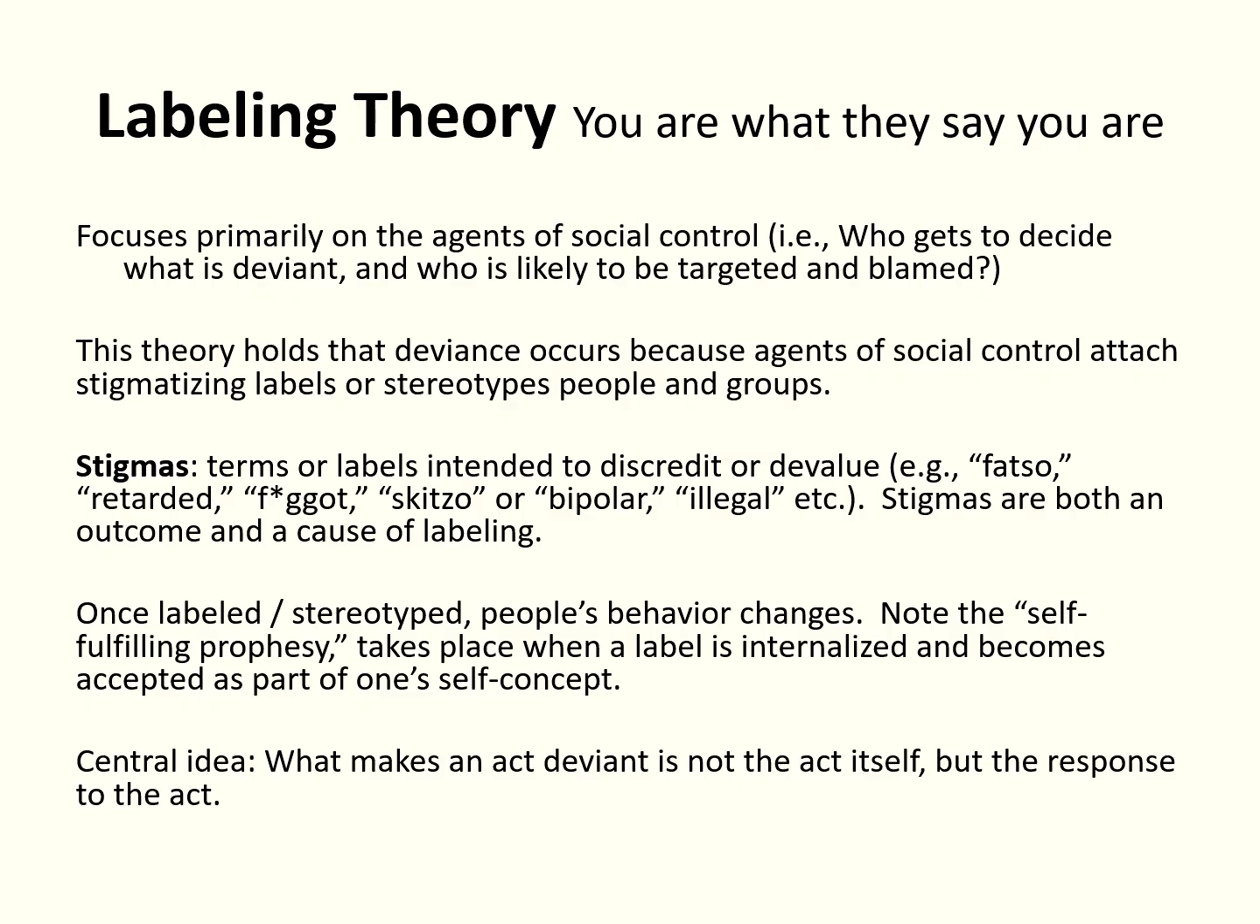Maybe they live in a neighborhood that is perceived as having problems with certain types of crime, be it drug trafficking or certain gang-related crimes. Certain people, for certain reasons, might be more likely to be labeled as deviants. Labeling theory, once again, says that what makes an act deviant is not necessarily the act itself, but the response to that act from the agents of social control.